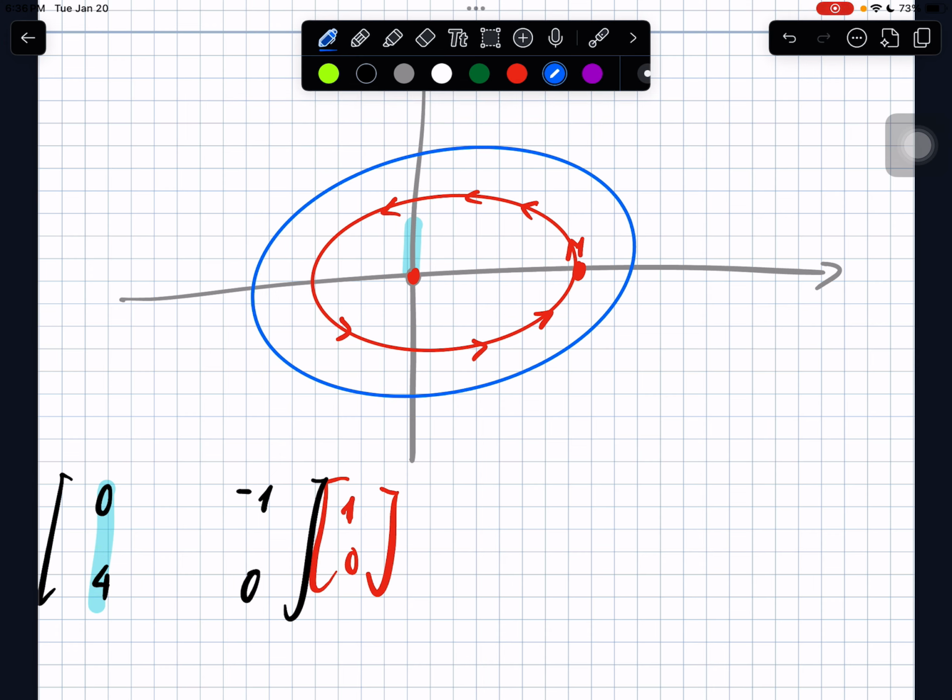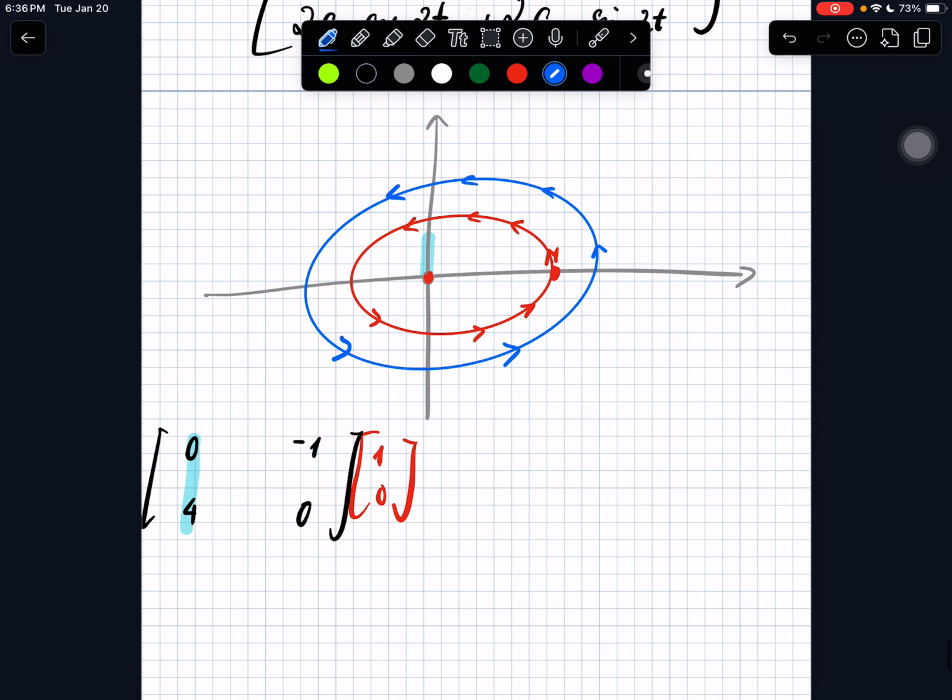And so, counterclockwise. The origin is a center and it is stable.